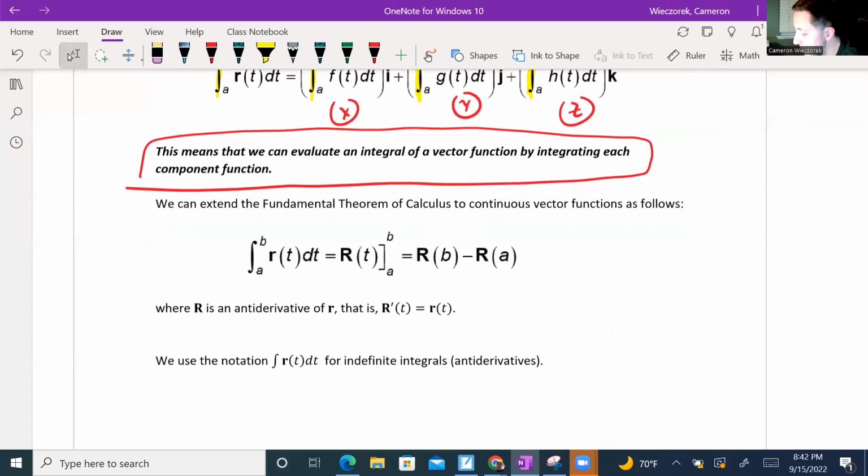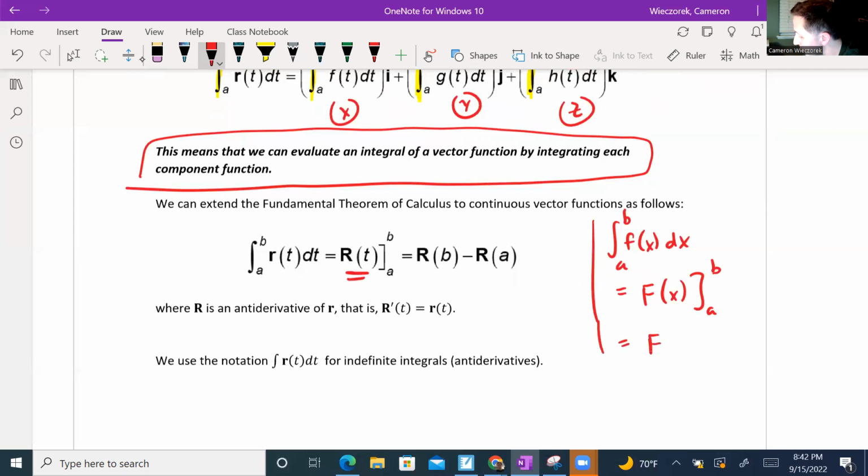The integral from a to b of some vector valued function r of t is equal to some antiderivative vector valued function. If you remember last year, I'm going to put off to the side what you would have written. You learned that the integral from a to b of f of x dx is some antiderivative capital F of x evaluated from a to b. And we evaluate the top bound first, we evaluate the bottom bound second, and then we take the difference of those two quantities. This was the fundamental theorem of calculus, one part of it, for a single function.